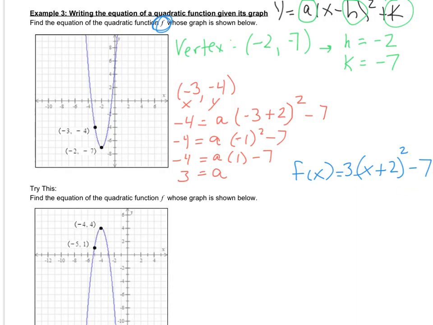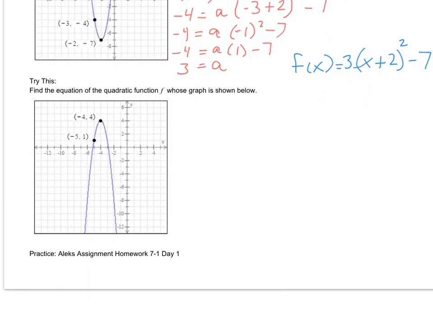Now what I would like you to do is try this on your own and then check your answer. So go ahead and hit the pause button now and unpause it when you're ready to check your answer.